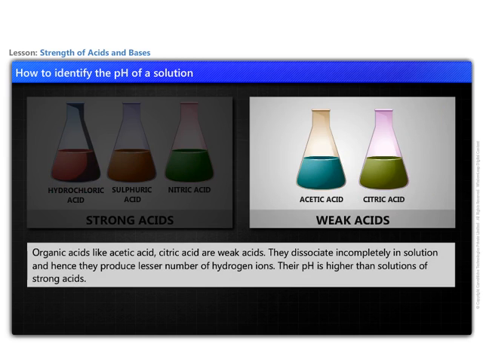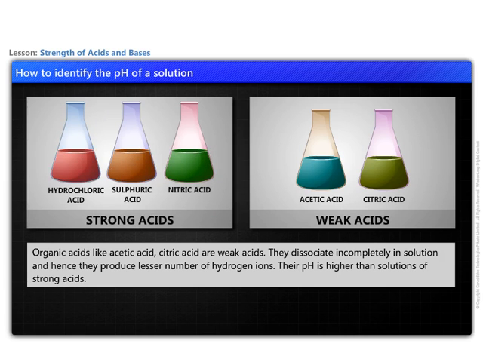Organic acids like acetic acid and citric acid are weak acids. They dissociate incompletely in solution and hence they produce fewer hydrogen ions. The pH is higher than solutions of strong acids.